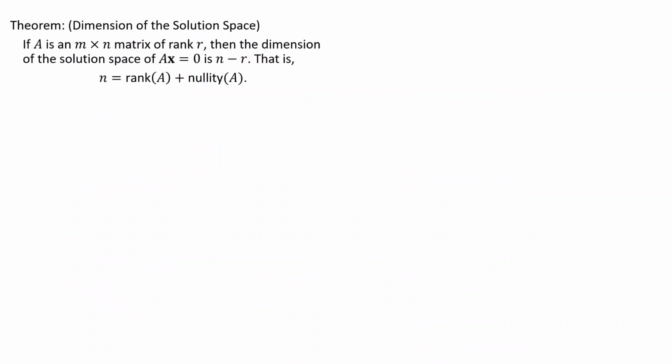Next, we have this theorem on the dimension of the solution space. If A is an m by n matrix of rank R, then the dimension of the solution space of Ax equals 0 is n minus R. That is, n, which is the number of columns of the matrix A, is equal to rank of A plus the nullity of A. Again, the rank is the number of vectors in a basis for the row space of A, and the nullity of A is the dimension of the null space of A.